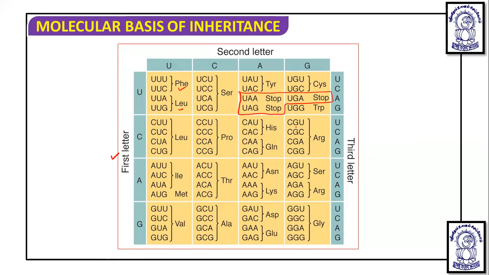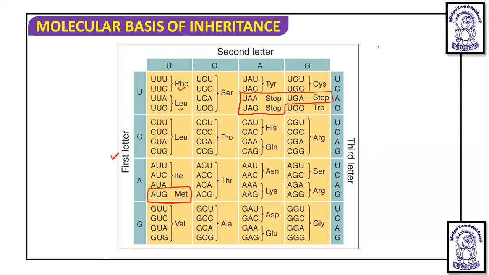C on the first position, A on the second position, and UCAG on the third position: histidine and glutamine are produced. C on the first position, G on the second position, and UCAG code for arginine. Similarly, all the combinations have been made, and the amino acids coded by each particular codon are written here. You should remember AUG, which codes for methionine, and the others also need to be remembered.